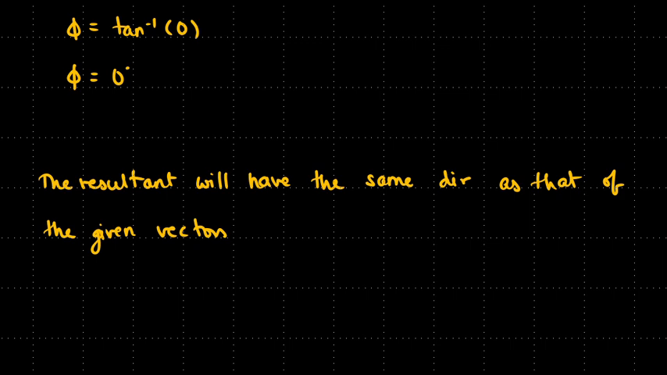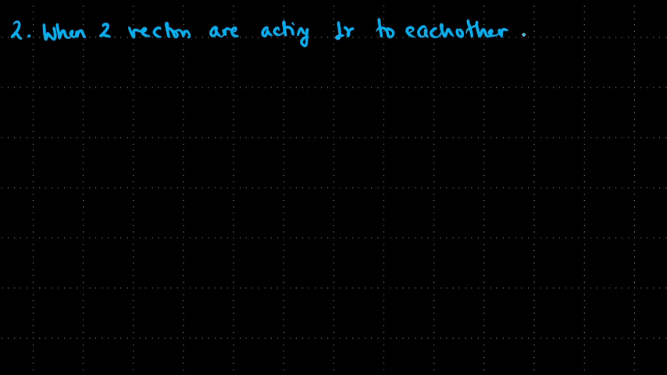Another case that I want to look at is when this is at 90 degrees. Of course, this formula is valid for any case, but we are just looking at some special cases. So when two vectors are acting perpendicular to each other, which means the angle theta is going to be 90 degrees.